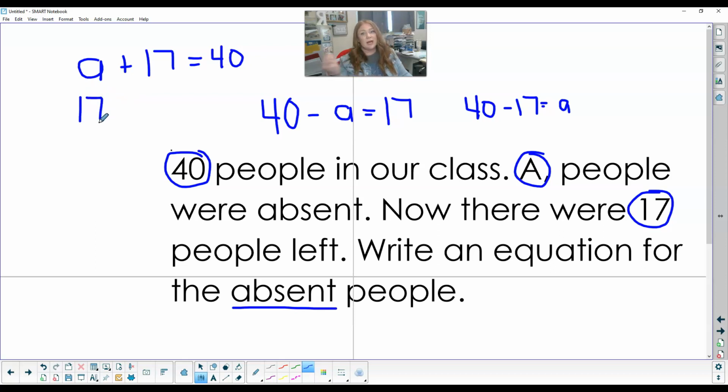I could take the people that are in class, and the people that are absent. That should equal the total class. So there's 4 ways to write the equation. I don't care which one you use, but it has to have the variable, has to have the numbers from the problem, and it has to have that equal sign showing me what operation you would do from that story problem.